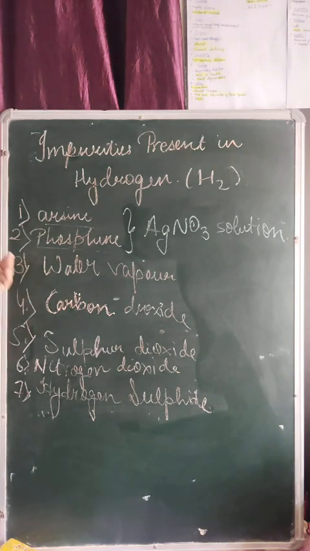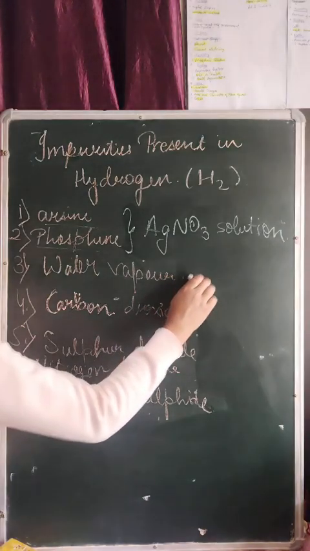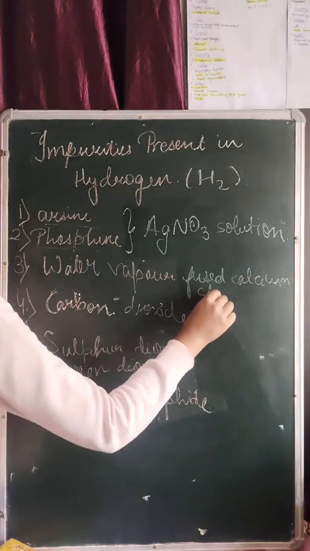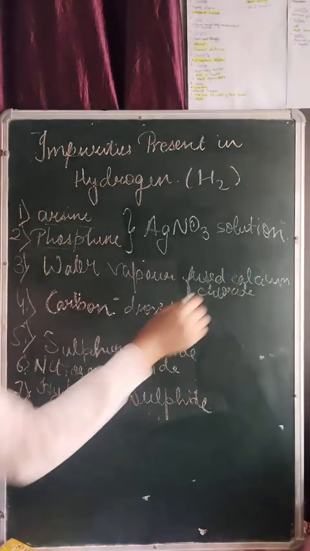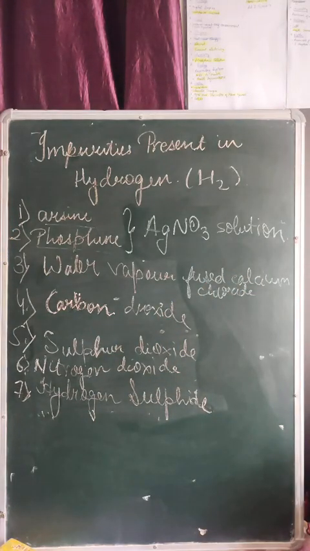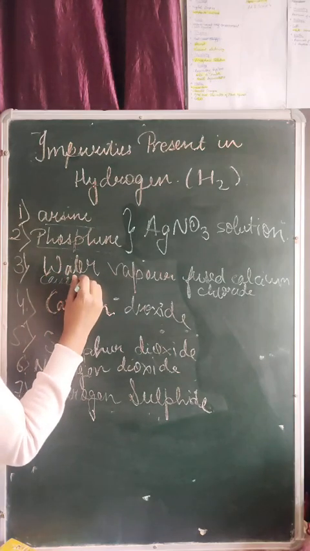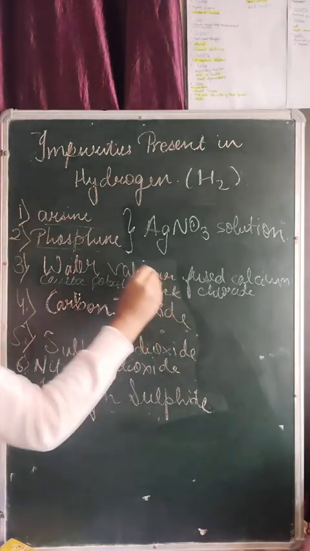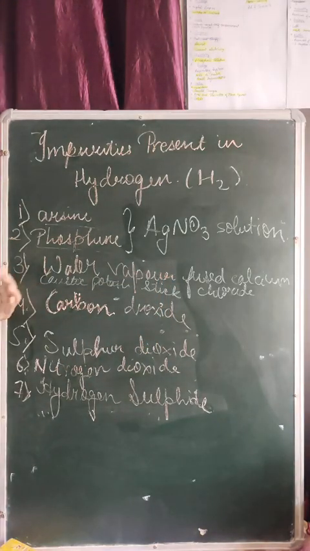So we'll need an agent, any substance which will help us dry water vapor from the gas. There are a few drying agents: fused calcium chloride and caustic potash stick. So these are the drying agents that can be used to remove water vapor from hydrogen gas.